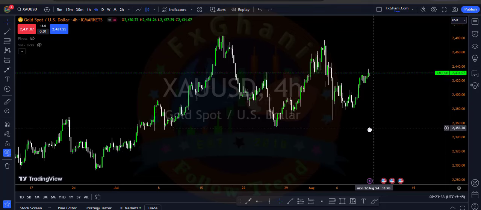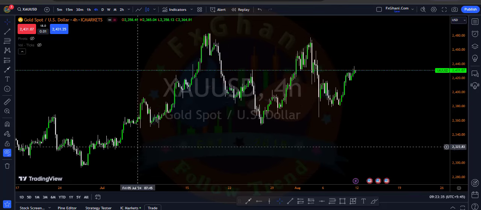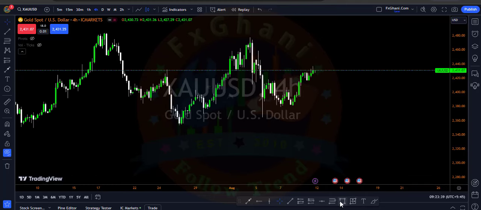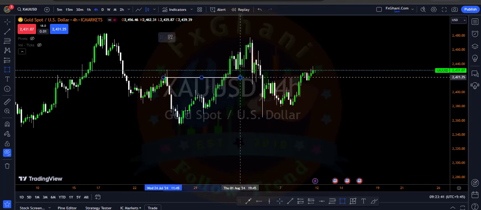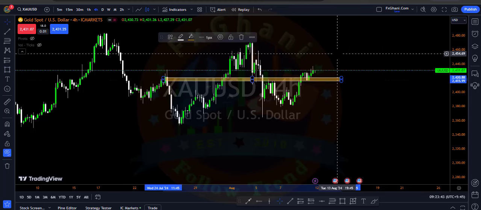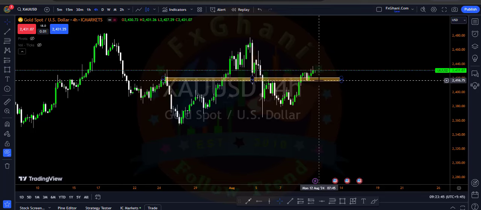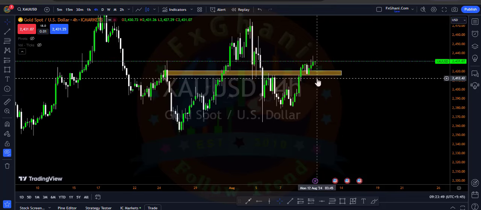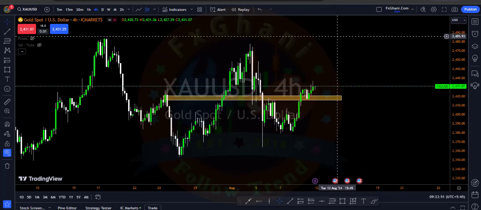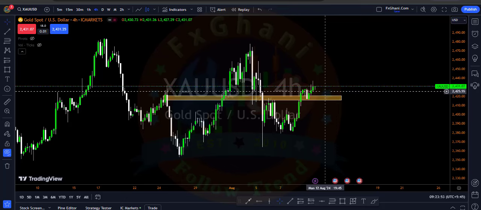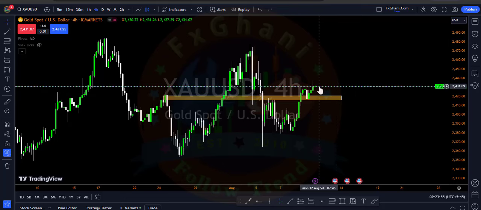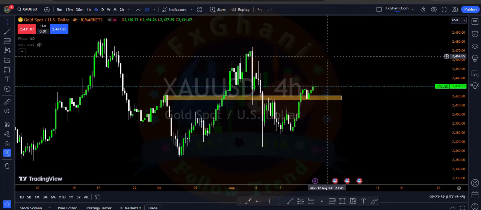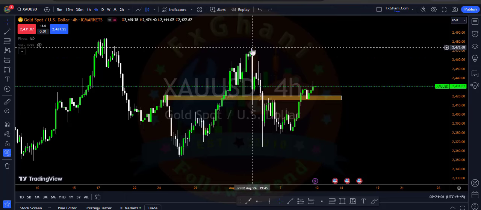In H4 time frame, we are still in a bullish momentum. Prices break this support level, prices break this resistance level. Now this level became a support level, prices retest and then prices can go upward. So in a H4 time frame, according to price action, you can go for a buy. Your stop loss is below this support level and your take profit level is this high or this high.